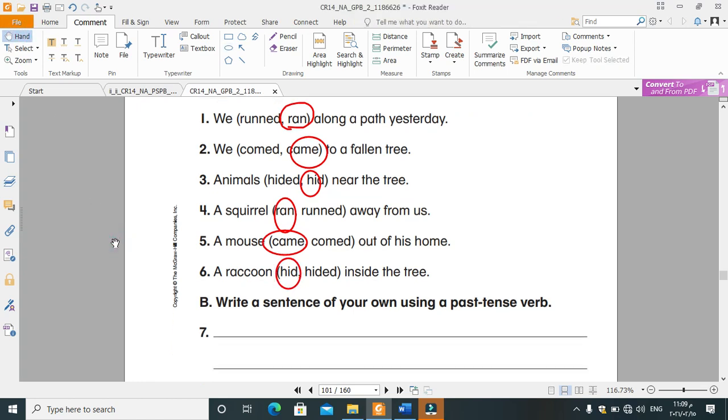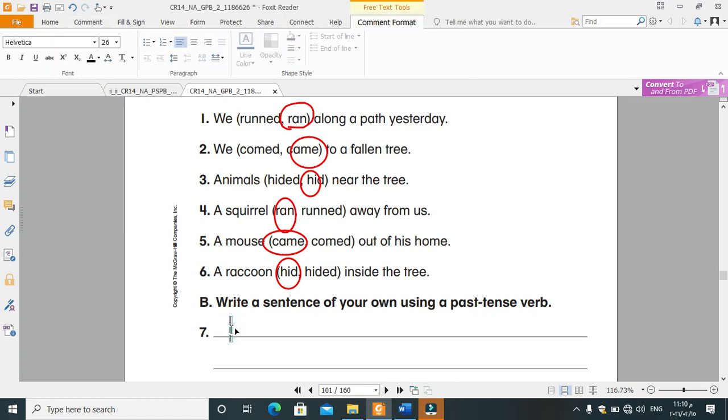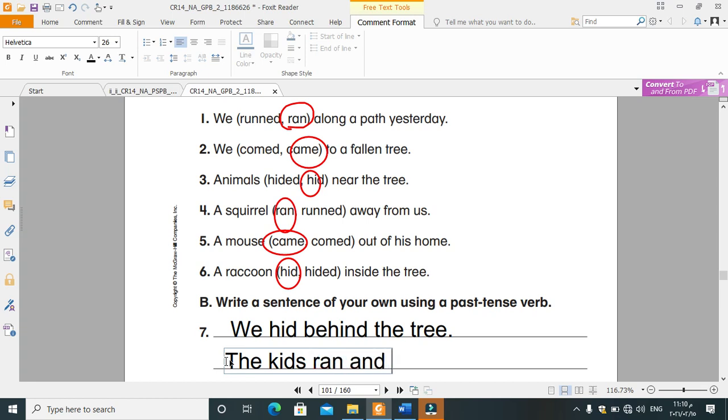Question B, write a sentence of your own using a past tense verb. You should use ran or came or hid in one sentence now. Okay, we can write, we hid behind that tree. Or the kids ran and jumped.